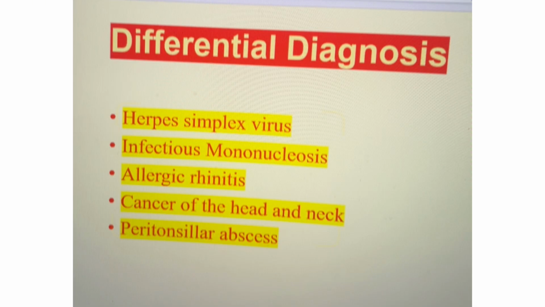Next is the differential diagnosis for pharyngitis. In my other videos, I haven't added differential diagnosis so far, but I think in pharyngitis it's important not to miss these diagnoses, especially infectious mononucleosis and herpes simplex virus. Allergic rhinitis can cause pharyngitis, and so can cancer of the head and neck. And also, if the patient is complaining of throat pain and is unable to swallow, we should check it out, especially if the patient has a history of sore throat and had treatment. We should check for peritonsillar abscess, and we should not miss that diagnosis.